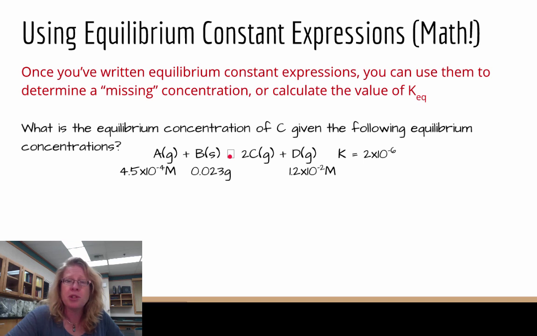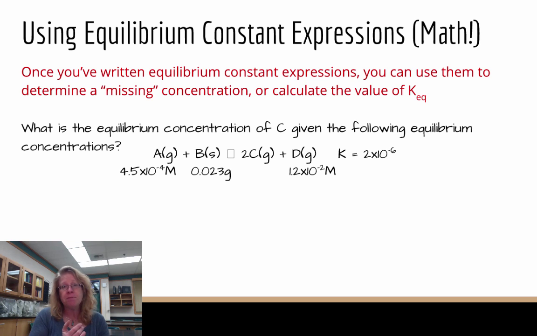What's your equilibrium concentration of C, given the following equilibrium concentrations? So here you're given the equilibrium concentration of A is 4.5 times 10 to the minus 4. Equilibrium concentration of B is 0.23 grams because it's a solid. We're trying to find C. That's our question mark. And our concentration of D is given as 1.2 times 10 to the minus 2 moles per liter. And it gives you the value of K, or KEQ in this case, which is 2 times 10 to the minus 6.